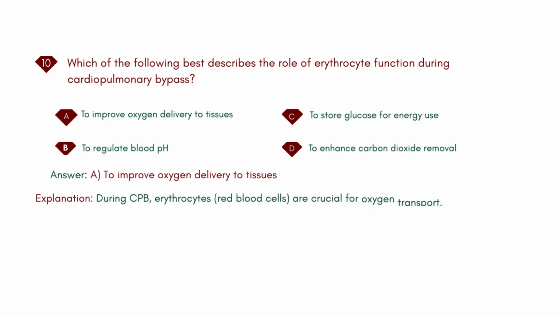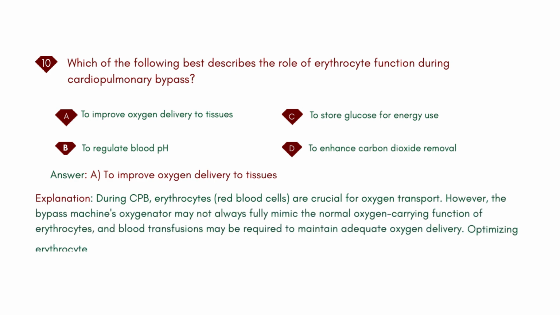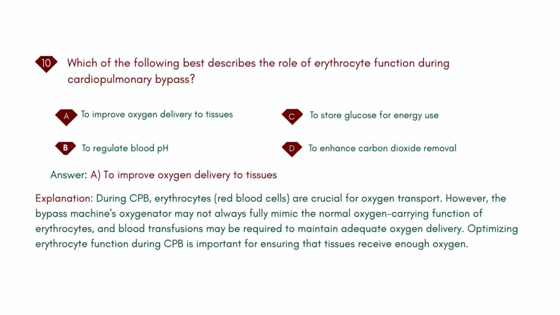Explanation: during CPB, erythrocytes, red blood cells, are crucial for oxygen transport. However, the bypass machine's oxygenator may not always fully mimic the normal oxygen-carrying function of erythrocytes, and blood transfusions may be required to maintain adequate oxygen delivery. Optimizing erythrocyte function during CPB is important for ensuring that tissues receive enough oxygen.